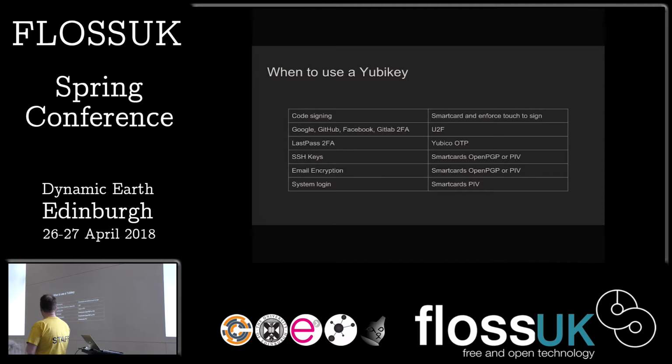If you want to store your SSH keys securely off machine and easy to move around and unplug, use smart cards, either the OpenPGP or the PIV standard. I would use OpenPGP, but PIV works as well. PIV is just finicky. Email encryption and signing, smart cards, either OpenPGP or PIV. That's SMIME, that is GPG. If you want to log into a system, use smart cards with PIV. All the major operating systems and most of the minor operating systems support smart card login.